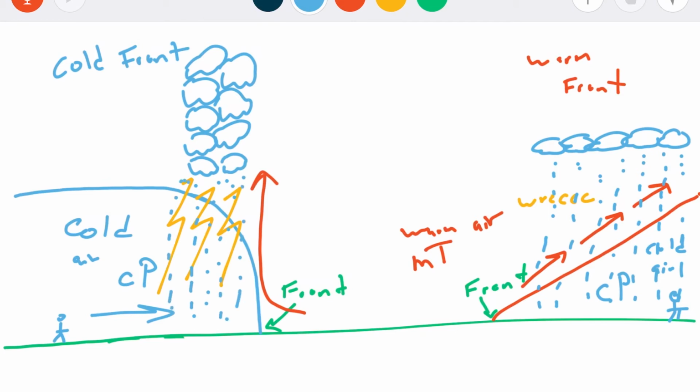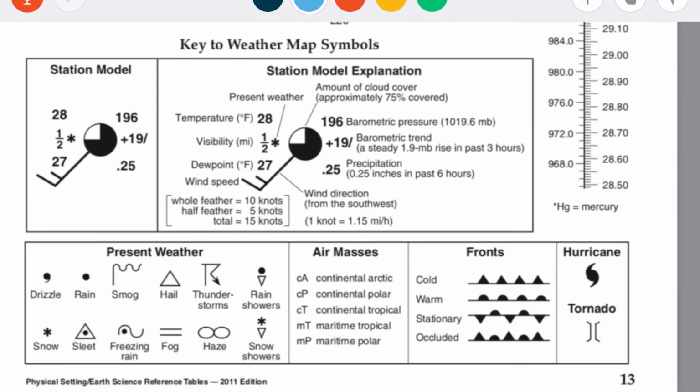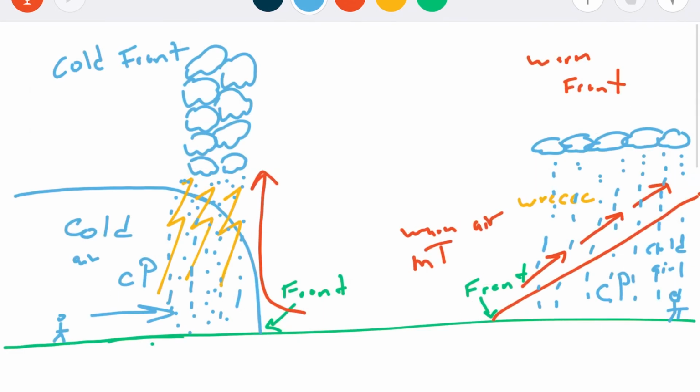So those are our cross sections or profiles of a warm front and a cold front. Now, there's also a stationary front and an occluded front. I would just take a look at the symbols, make sure that you know, on page 13 you can find all of these things. But it takes a while to explain cold and warm. I don't want to do a half-hour video.